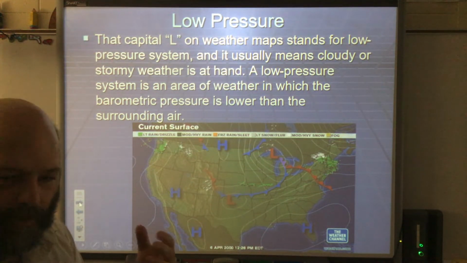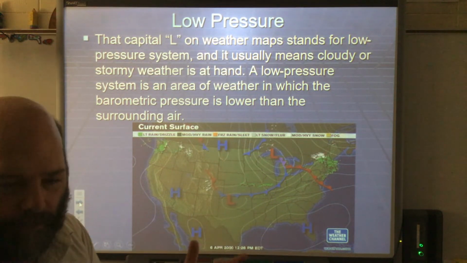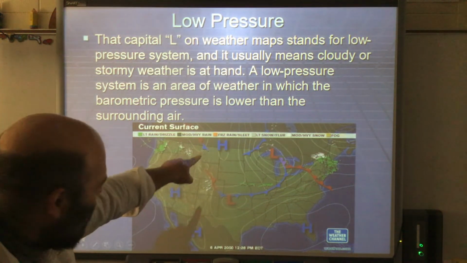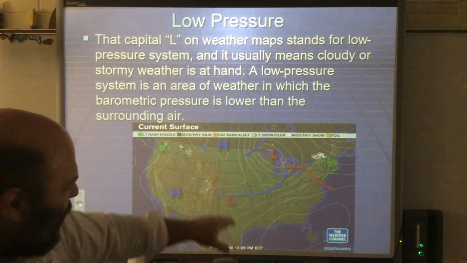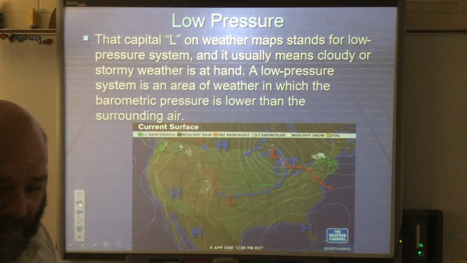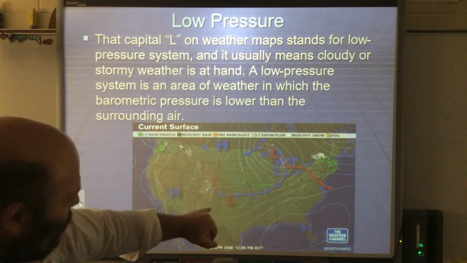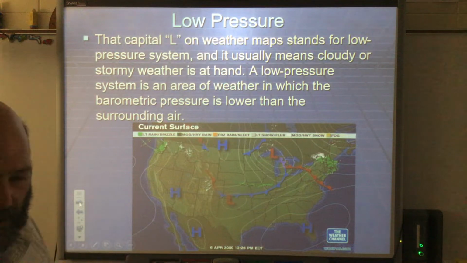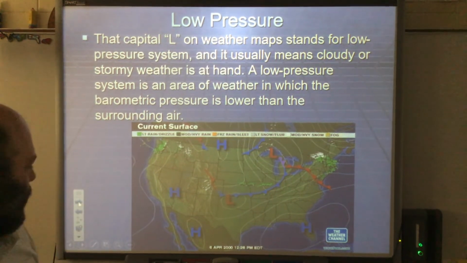Now, high pressures are generally good weather, all right? And you can see that by those H's. If you look at those H's, you don't usually see any green stuff or white stuff around them. That's precipitation falling from the sky. But if you look around the L's, you can start seeing some precipitation falling through them, all right? So let's go to the next slide.